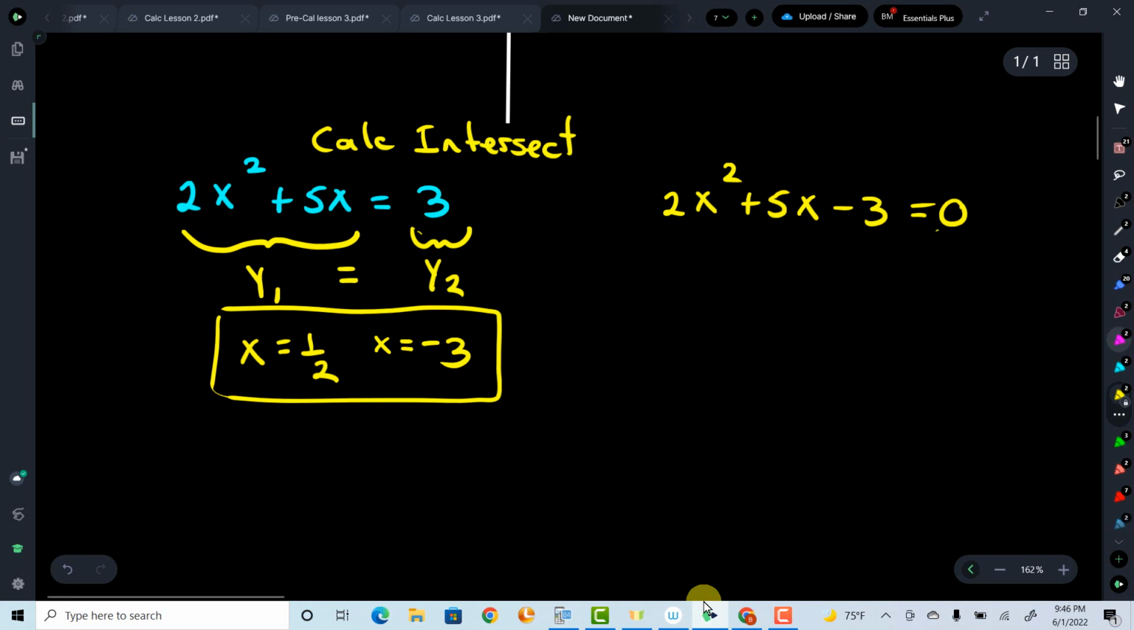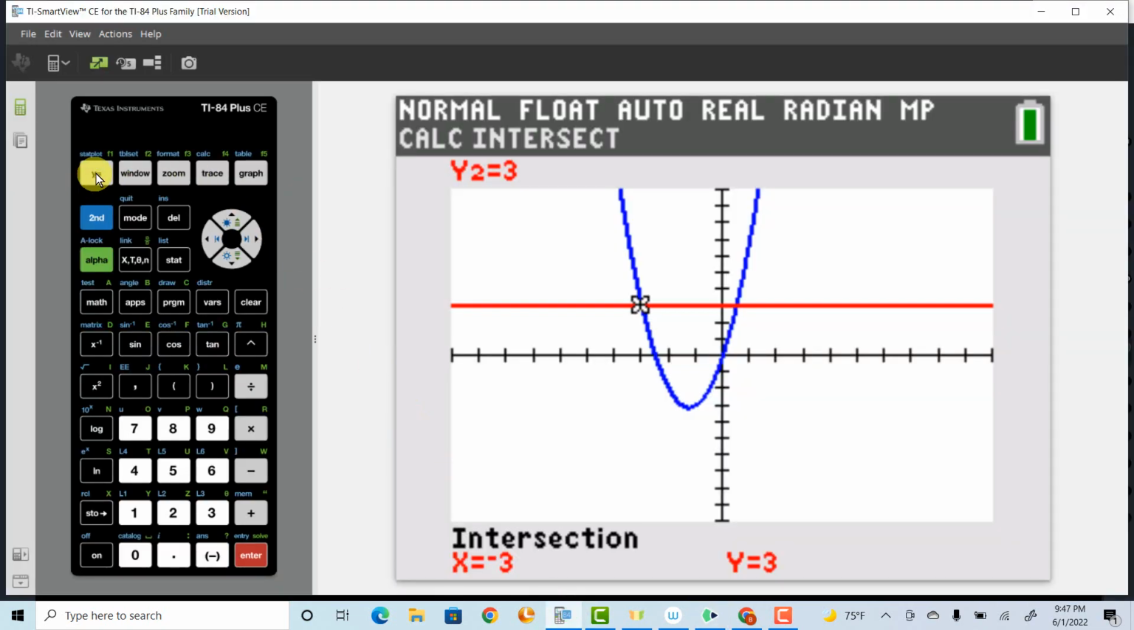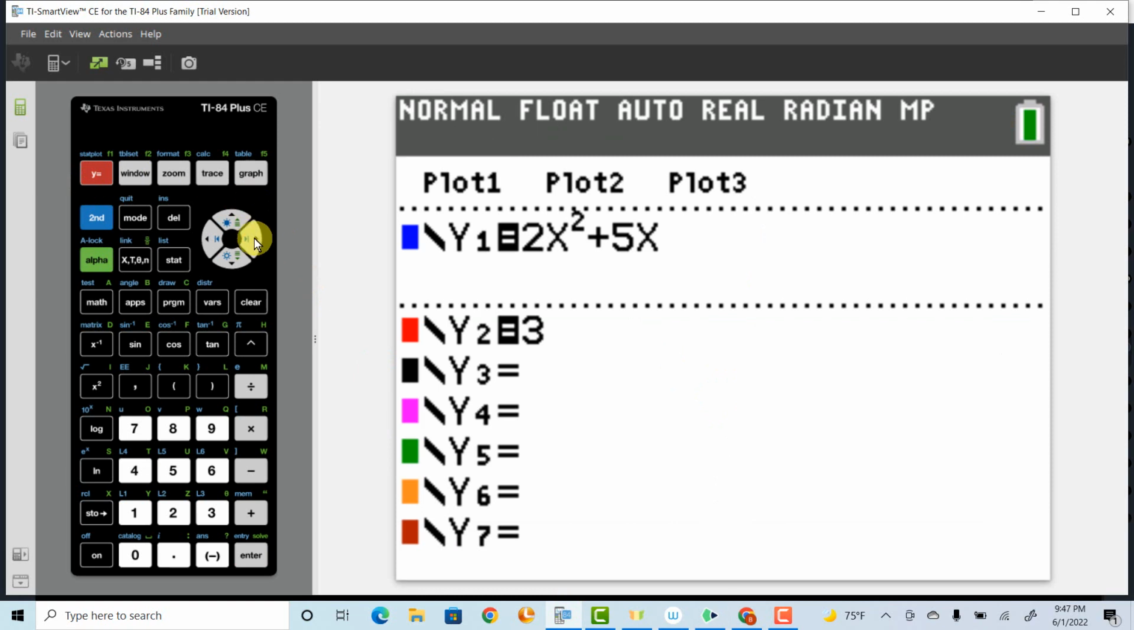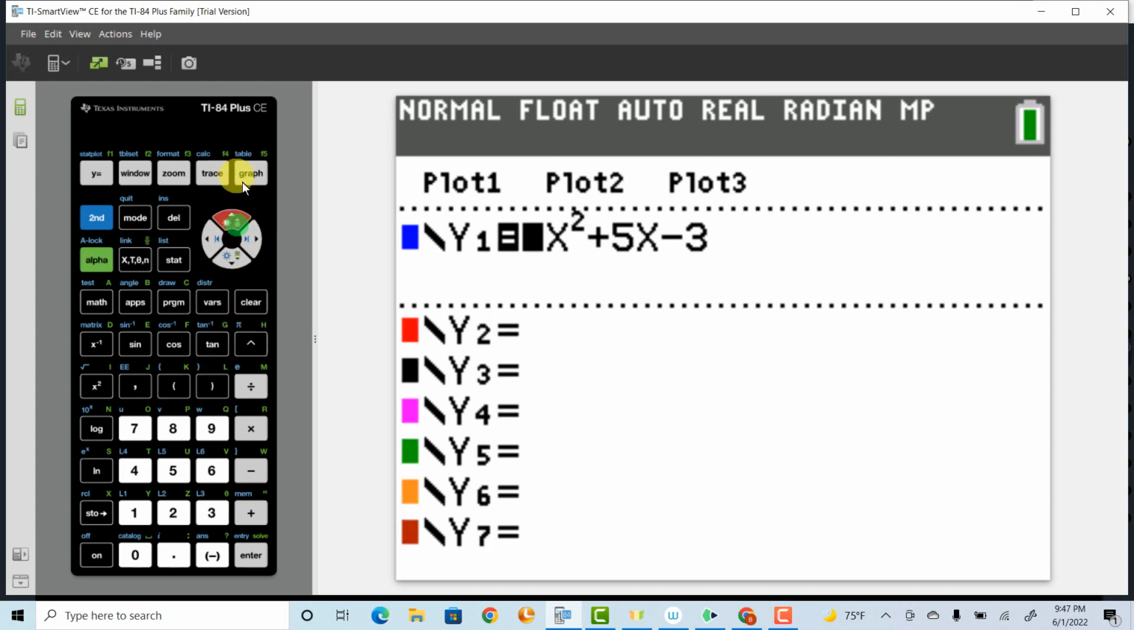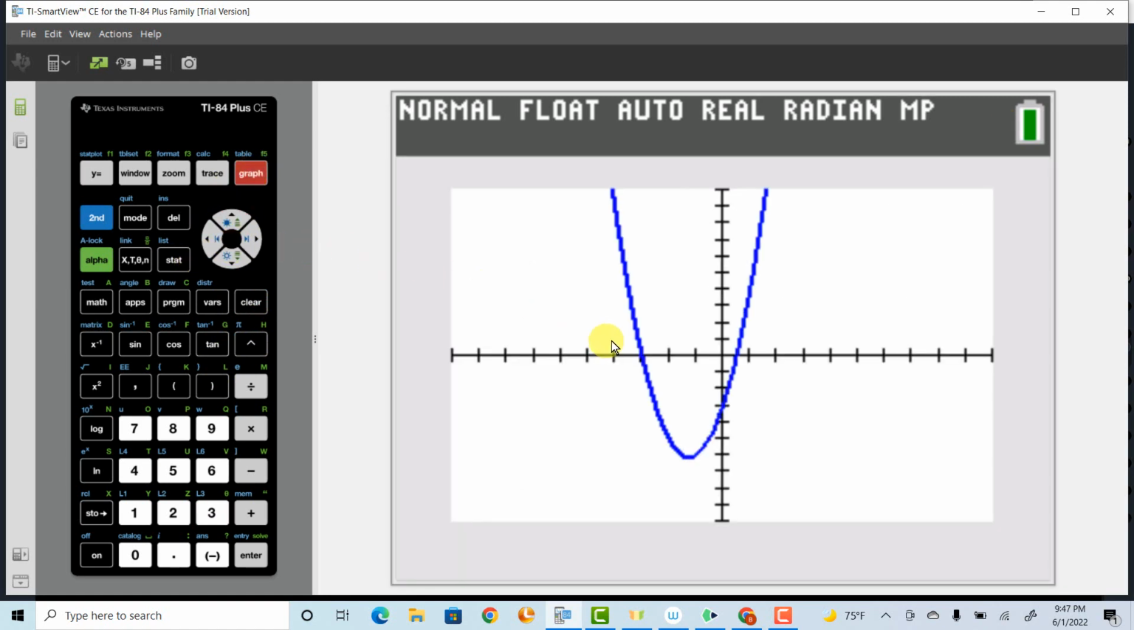I'm going to do it again, but this time I'm going to use the calculate zero method. And I'm going to use this equation because it equals 0. So we're going to calculate 0. So I'm going to go back to my y equals, and we're going to put 2x squared plus 5x minus 3. Okay, let me clear this one. All right, I'm going to graph it.